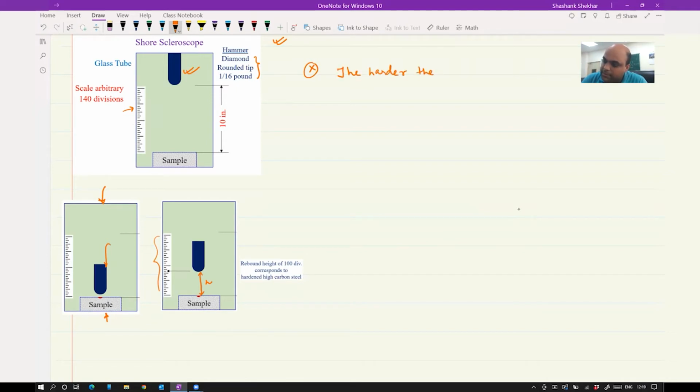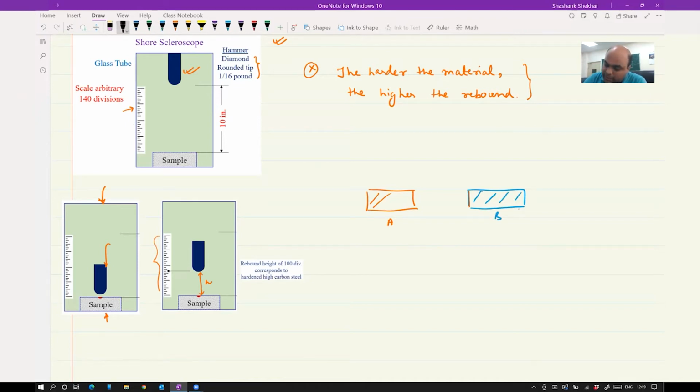So the harder the material, the higher the rebound. Okay, suppose I have two materials, A and another one B. So two materials, and I am doing a rebound test.